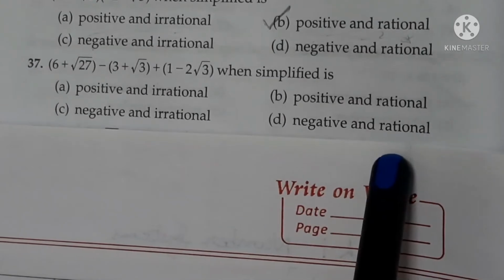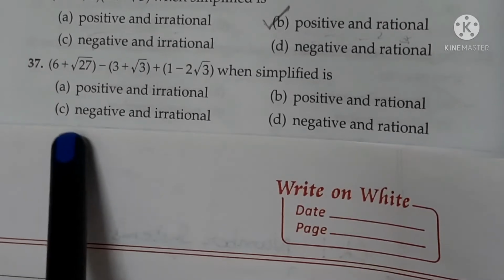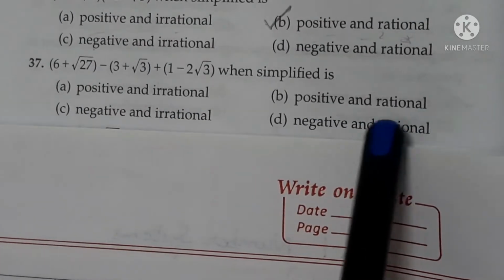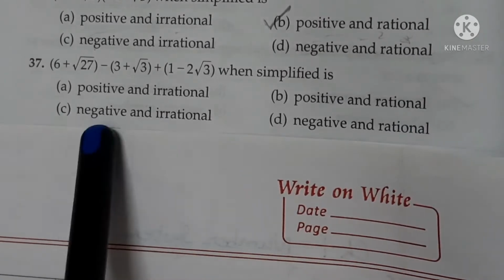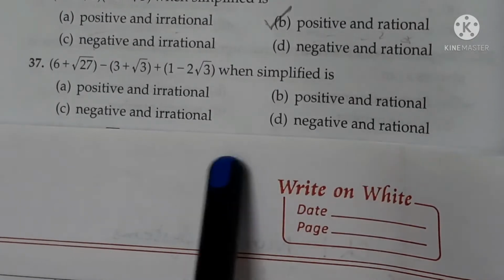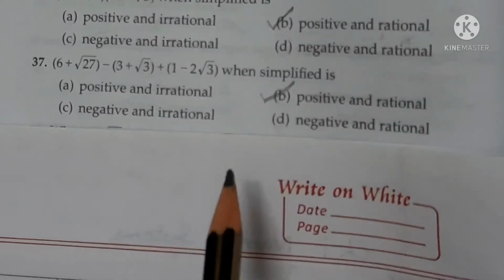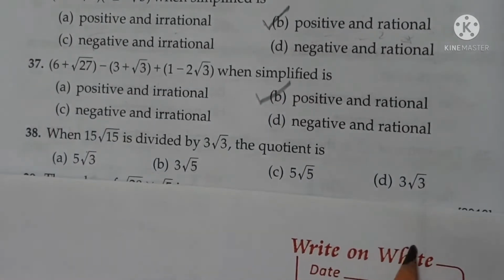See all the options. 4 will fit in positive and irrational? Wrong. Positive and rational: option B is correct. This is negative and this is negative. So option B is correct. Come to the next question, number 38.